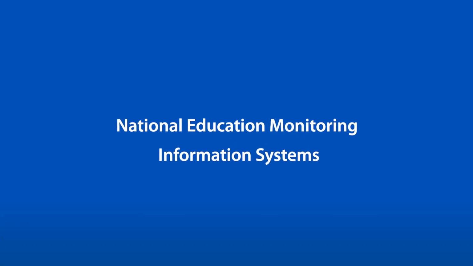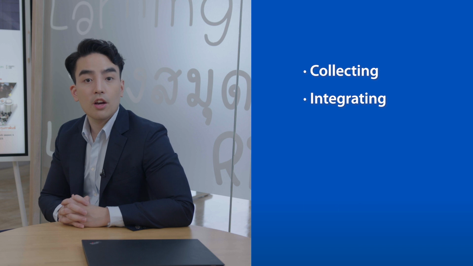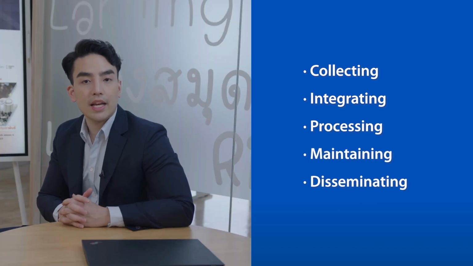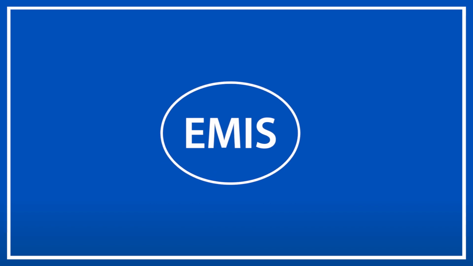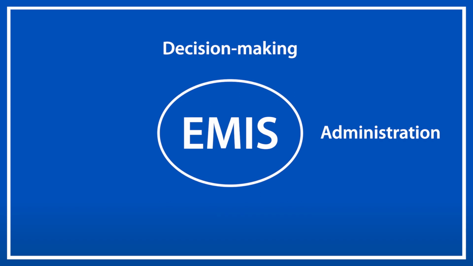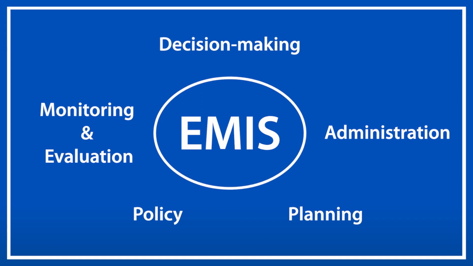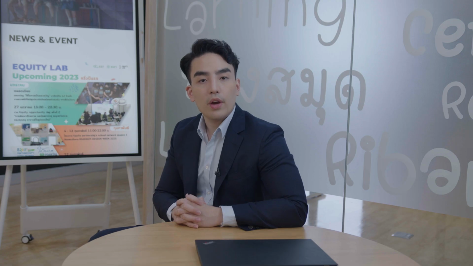National Education Monitoring Information Systems. The most well-known national database is the National Education Monitoring Information System, more commonly known as EMIS, a system for collecting, integrating, processing, maintaining, and disseminating data and information. EMIS is especially useful in supporting decision-making through management and administration, education planning, policy formulation, monitoring, and evaluation in educational systems. But even though EMIS focuses on the national level, it simply cannot function without the local being involved.